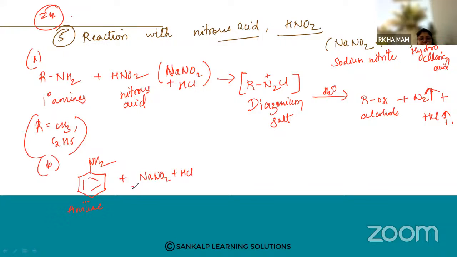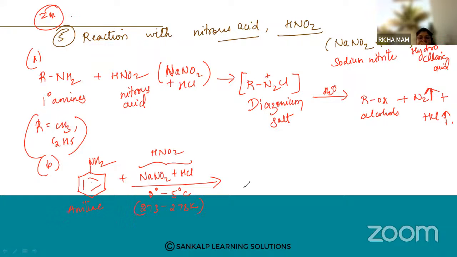NaNO2 plus HCl, and the temperature condition is 0 to 5 degrees Celsius, or 273 to 278 Kelvin. So what are we going to get? From NaNO2 plus HCl, we are going to get nitrous acid, HNO2.